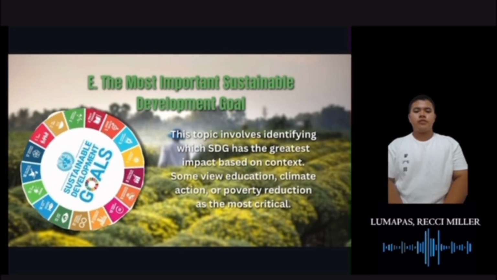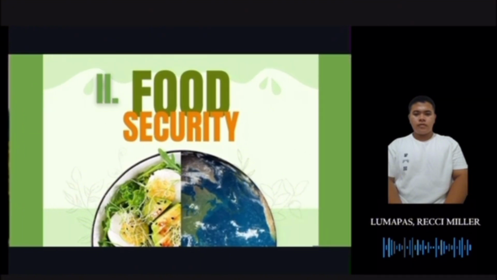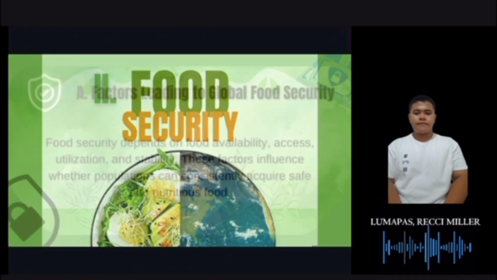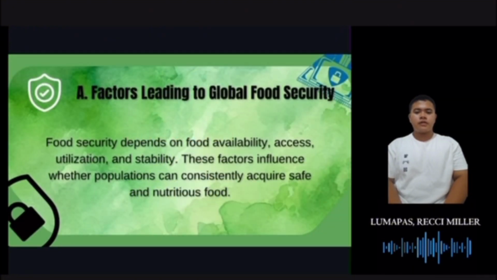First, factors leading to global food security. Global food security depends on having enough food available and ensuring people can access and properly use it for nutrition. It also requires stable food systems so that supply and access remain reliable even during disruptions like climate change or economic crisis. In short, global food security depends on having enough food and ensuring people can access and use it properly. It also requires stable systems that keep food supply reliable during disruptions.